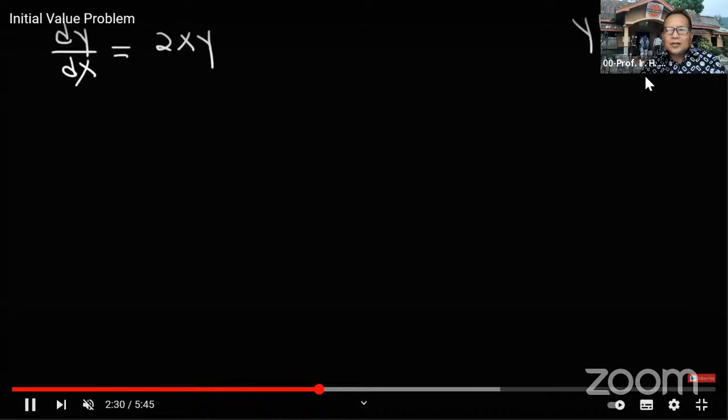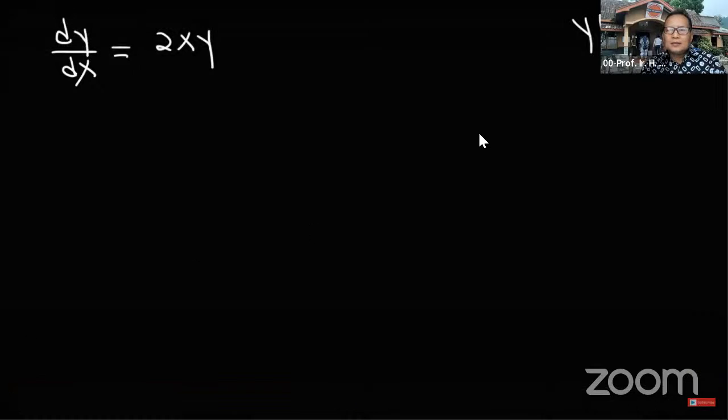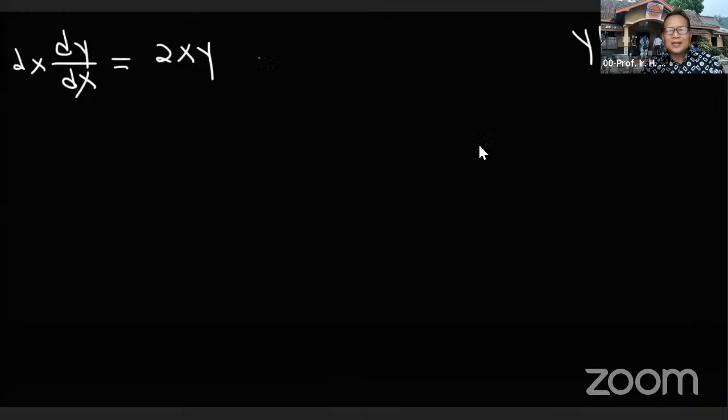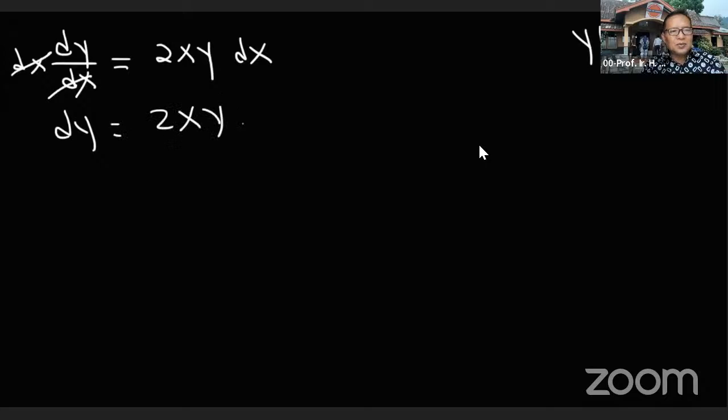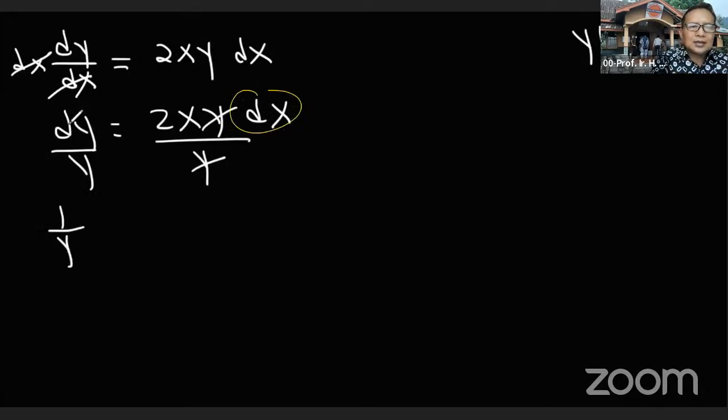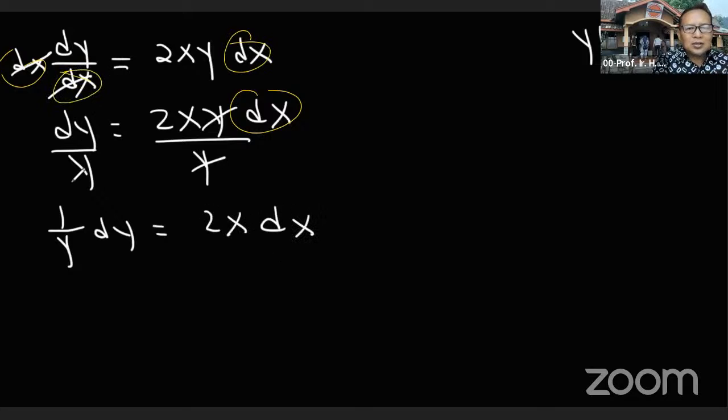Yeah, there is an initial value on the right side here: y(0) equals 3, for example. If x equals 0, then y is this one. So the procedure is almost similar to before. Multiplied by dx, here. That can cancel out. So you will find this one.